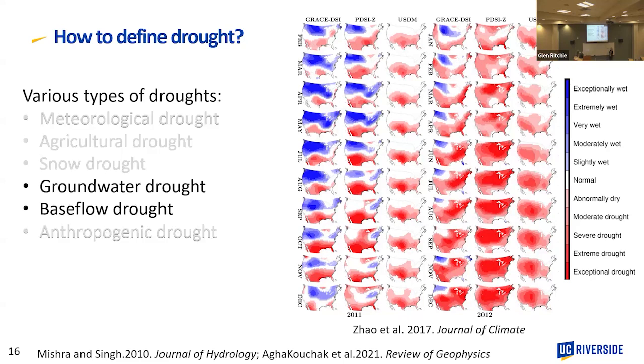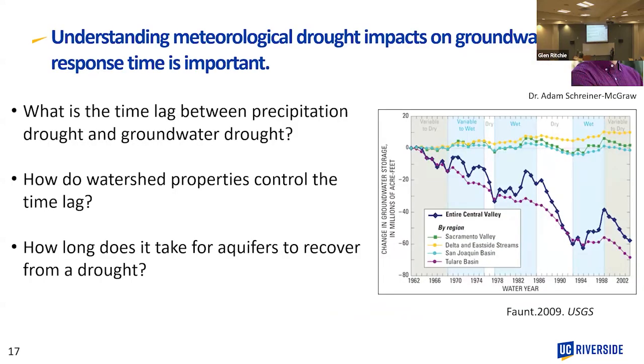And I'm going to focus on groundwater drought and base flow drought in this presentation. Our goal is to look at how our aquifer systems are responding to droughts. Is there a lag between precipitation drought and groundwater drought? And how long does it take for our aquifers to recover? I remember when I started at UC Riverside in 2016, it was right after the California drought, and someone from the public just walked into my office and said, "Is the drought over?"